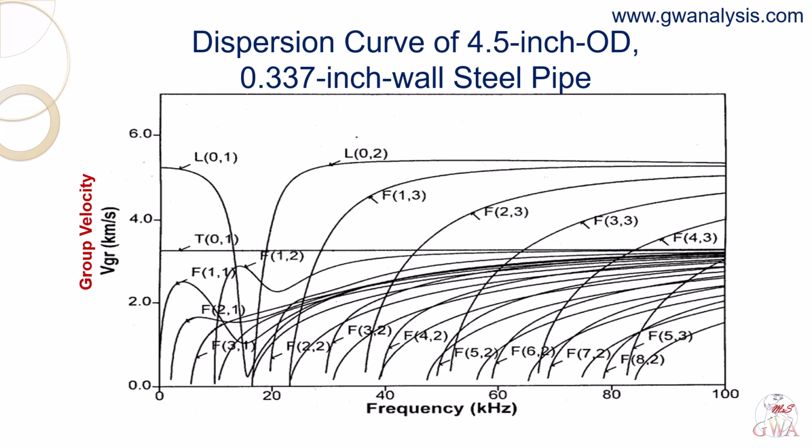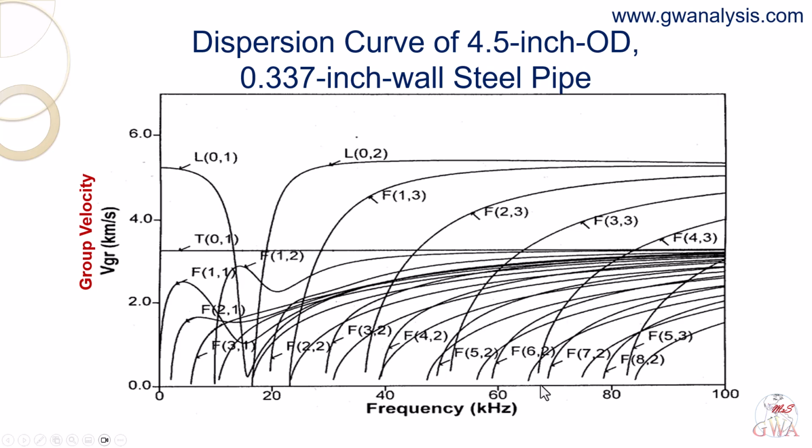The second question is which wave mode is best for guided wave testing. We have to select one best mode and try to generate the selected wave mode instead of generating other wave modes. If we generate other wave modes besides the selected mode, those wave modes will show up as background noise because their velocity is different from the selected wave mode.